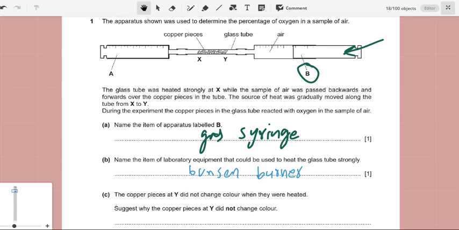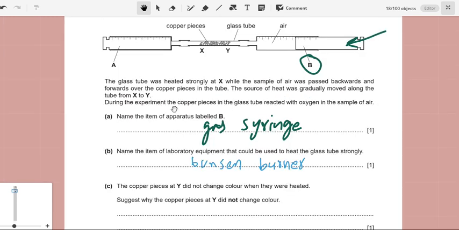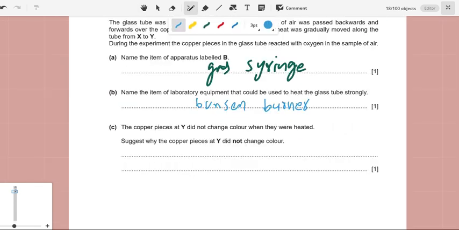Now the third: the copper piece at Y did not change color when they were heated. Suggest why the copper piece at Y did not change color. Here in the information we discussed that the copper pieces in the glass tube react with oxygen in the sample of air. So it means that when all the oxygen is consumed, the copper does not react. So here the answer is: all oxygen used up.